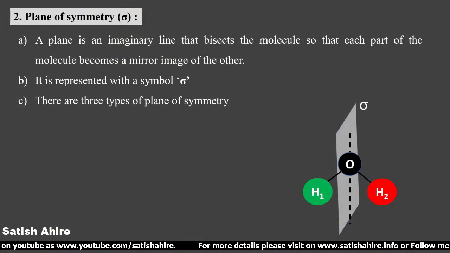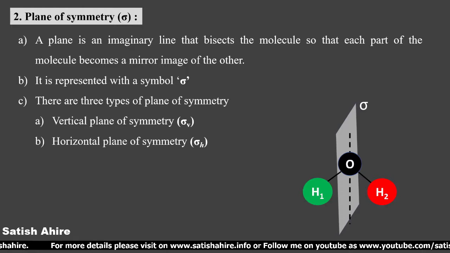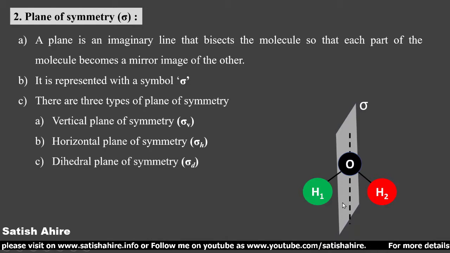There are three types of plane of symmetry. First one is vertical plane of symmetry. Any plane that is parallel to the principal axis is known as vertical plane of symmetry. Then second one is horizontal plane of symmetry. Any plane that is perpendicular to the principal axis is known as horizontal plane of symmetry. Next type is dihedral plane of symmetry. Any plane of symmetry that passes in between two consecutive C2 axes is known as dihedral plane of symmetry.